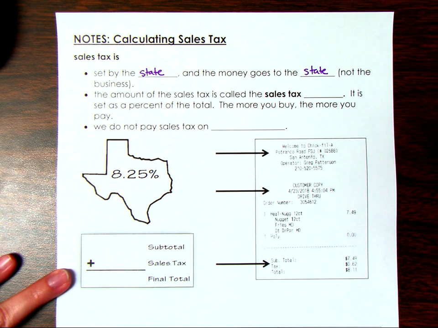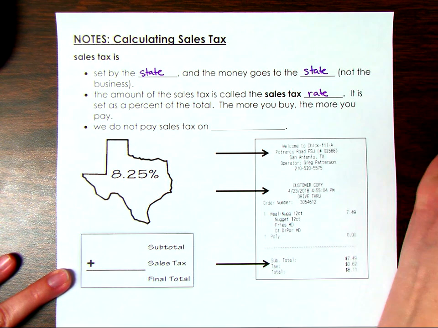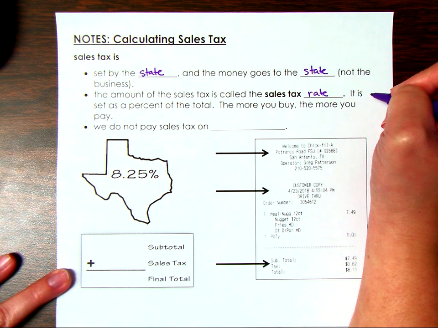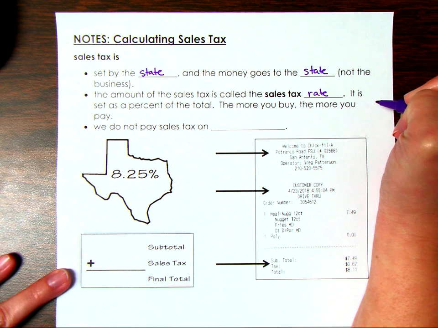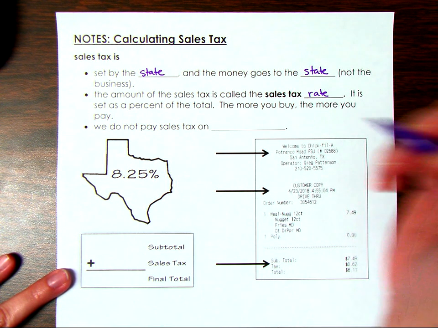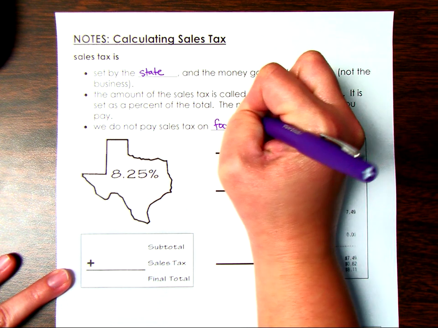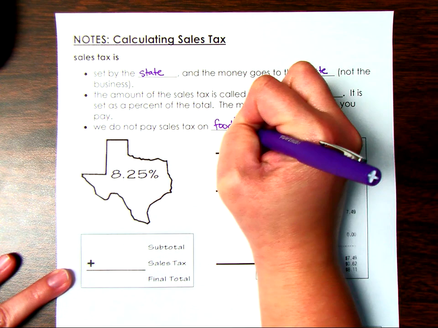The amount of sales tax is called the sales tax rate, and that's going to be written as a percent. And so it is set as a percent of the total. So, of course, the more you buy, the more you're going to pay. In Texas, we do not pay sales tax on food, that means groceries, or medication.